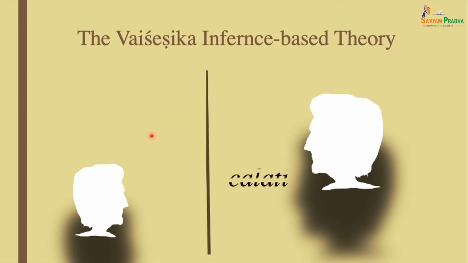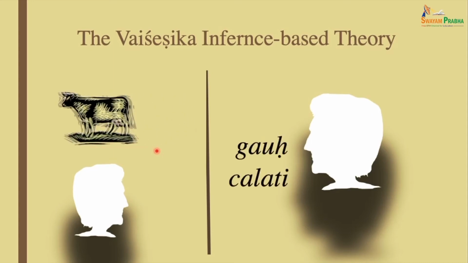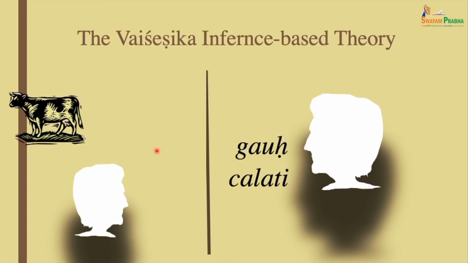And then the speaker says "chalati," which means moves. And then the hearer infers this very activity of chalanam, right? This kind of movement. So these two different inferences are now combined, and this combined meaning is achieved. So somebody says "Gauh chalati," and then the meaning is this. This is the Vaisheshika theory of inference. So inference here is the epistemic instrument that actually generates the linguistic understanding.